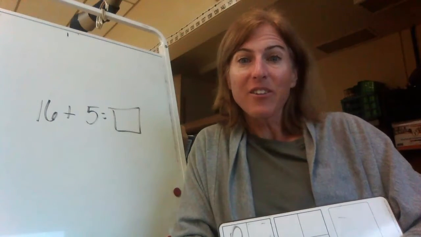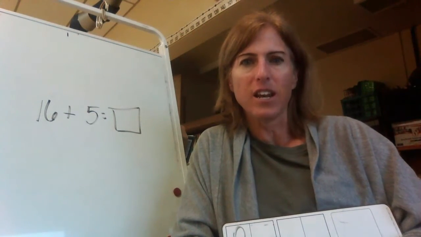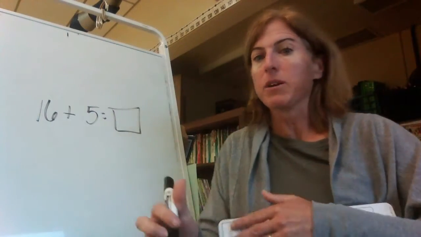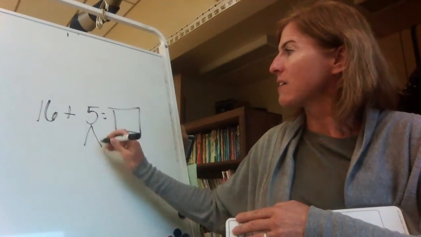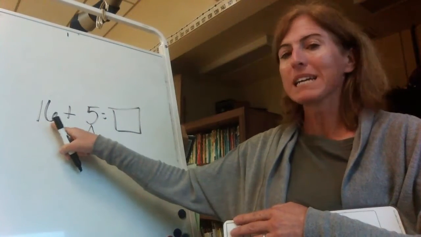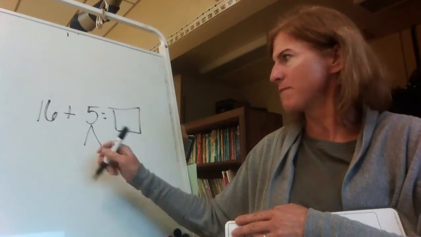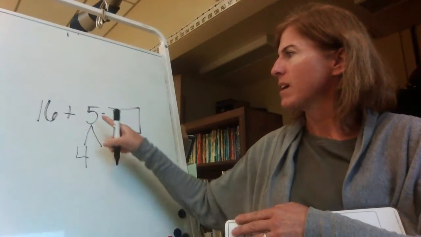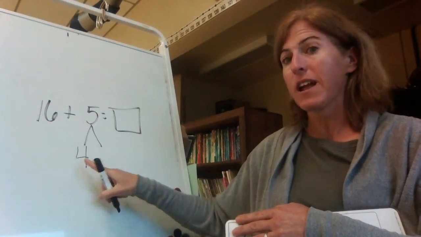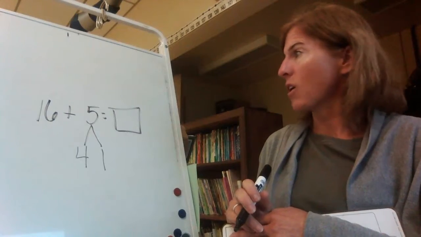Hi friends, last week we worked on making a 10 for our addition. One of the ways that we did it was we said, I have 16 and I want to add 5. Well, to make a 10, how much more do I need? 6 plus what will make a 10? That's 4. So I've taken the 4 out of this 5 and I have 1 left. And now I need to solve it.